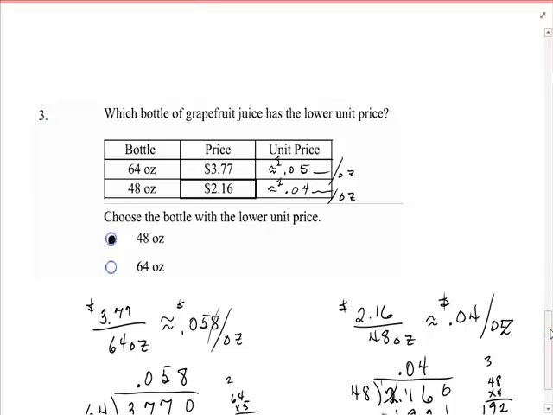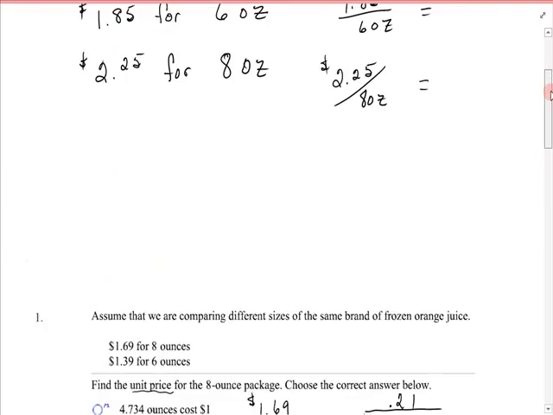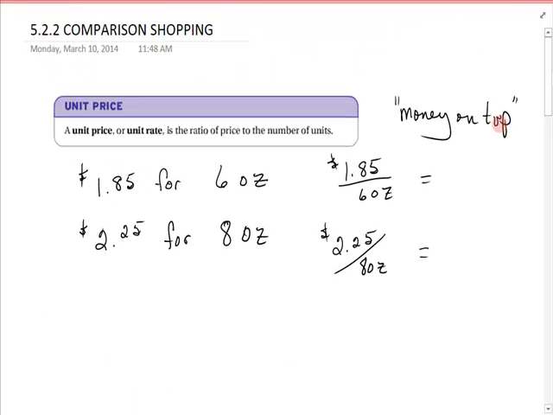So, unit price. Main thing to remember at the top, money on top. And then divide, compare. The cheaper one is the better buy.